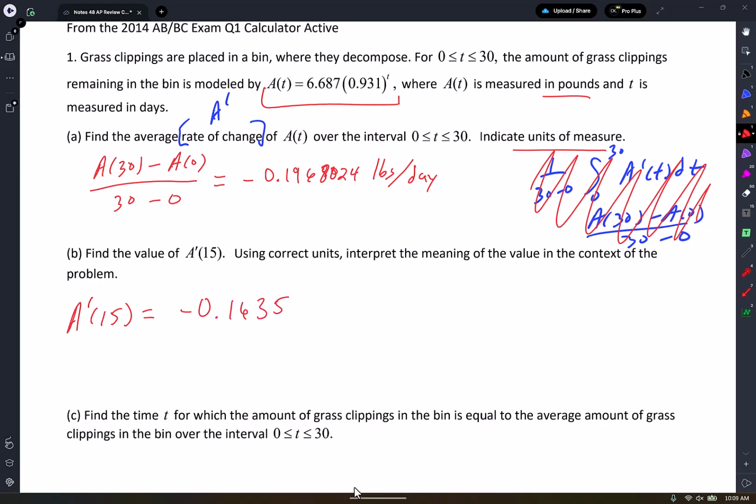0.1635 more digits, 905, and using correct units. Let me go ahead and put my units here. This is pounds per day. Don't worry, in a little bit I'm going to write a sentence because they want to know that A of t is in pounds and time is in days. So this is the job. But letter A was in pounds per day also.